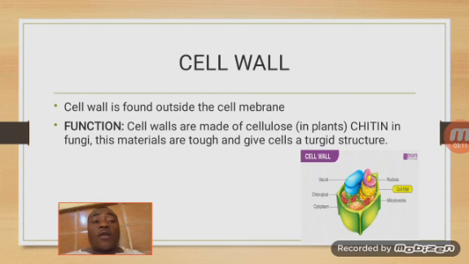Let's look at the cell wall. The cell wall seems to have the same function as the cell membrane, but this one is said to be fully permeable while the cell membrane is partially permeable. The cell wall is made up of cellulose and chitin, which act as tough substances to give shape to the cell, and sometimes it also helps the cell not to burst, especially during the intake of water during osmosis.